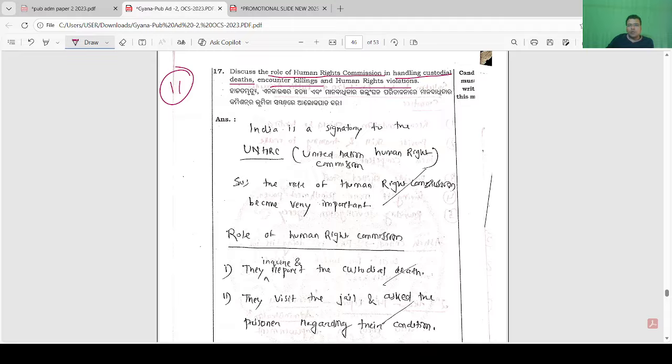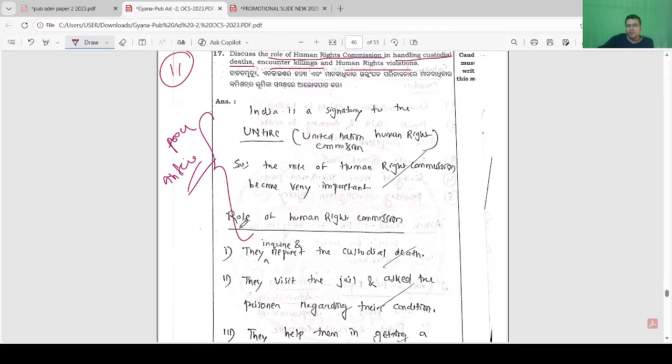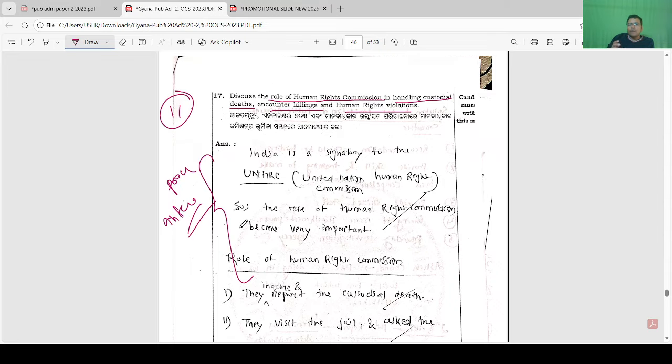Again, poor intro. I keep saying intro, why you are not writing intro I cannot understand. What should the intro be? What is human right?